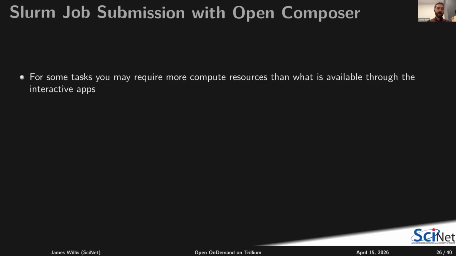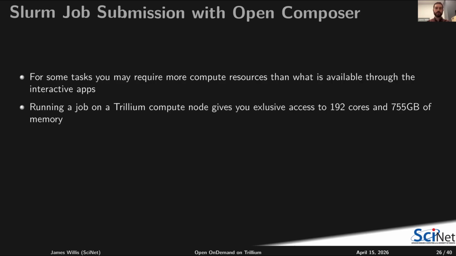Now, if you have a task that requires more compute resources than what is provided by the OOD compute nodes, you'll have to run your job directly on the Trillium compute nodes, which have up to 192 cores and 755 gigabytes of memory per node. Remember, I said when you submit a job on Trillium, you get the whole node, so it schedules by node rather than core as on Open OnDemand. So your job has to use all of the cores on Trillium and a large chunk of the memory.